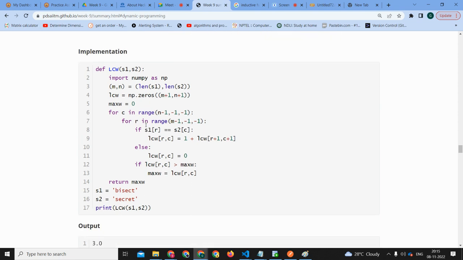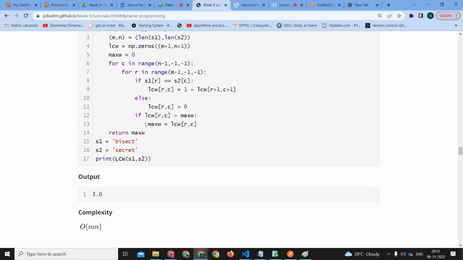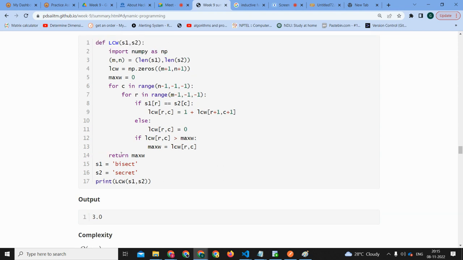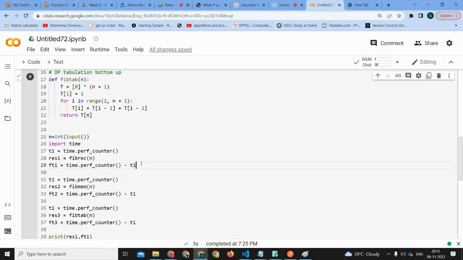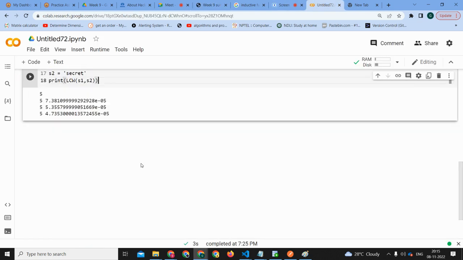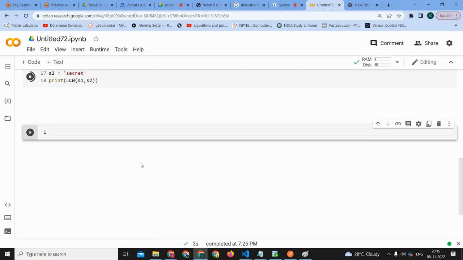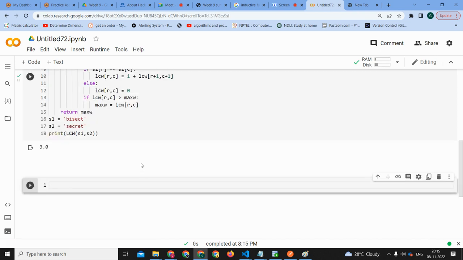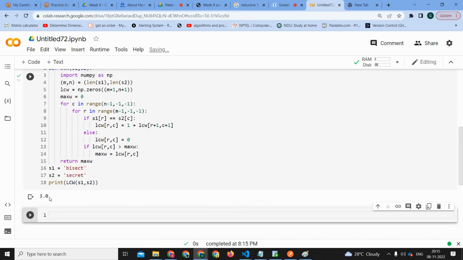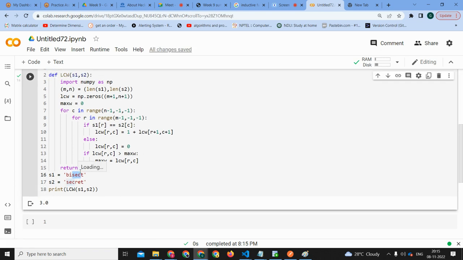Let's go to the code and implementation of this. I'll just copy this to the place and see how to run this. So it says 3. We got 3 as the output. So we have 3 as the length of the common word.